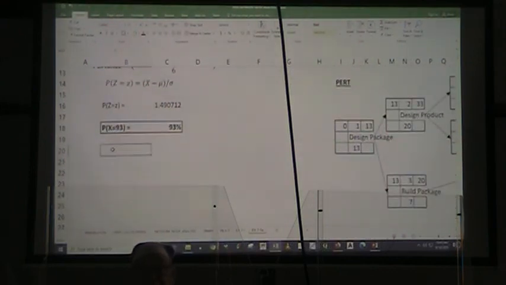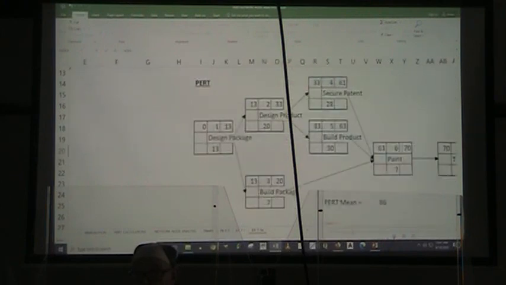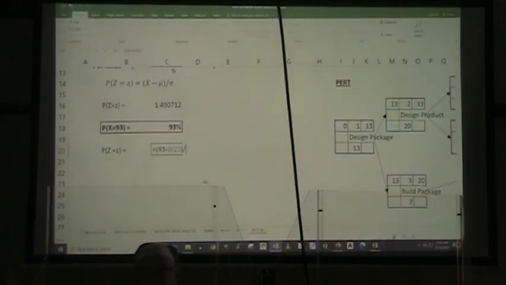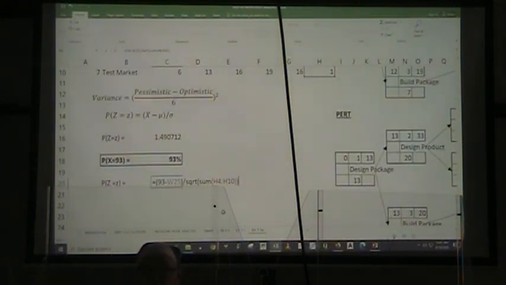All right, well, our probability Z equals z is going to be equal, left parenthesis, 93 minus 86, right parenthesis, and again we're going to go square root of the sum of our variances, right parenthesis, all the way home.